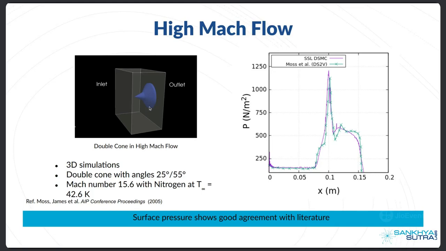The Mach number here can be very large. In this case, it's around 15.6. The temperature initially can be low, but on the surface of this re-entry vehicle, the temperatures can reach very large values, some 1,000 degrees or so.